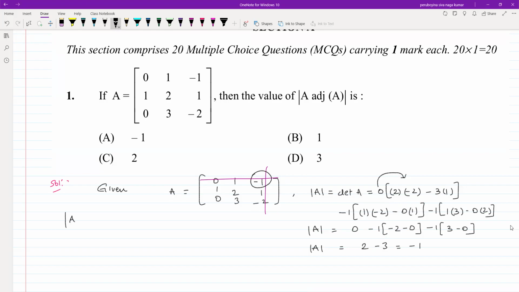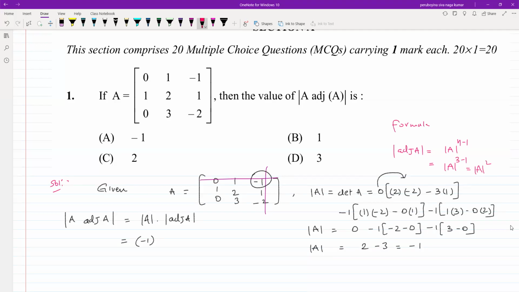Now the problem is determinant of adjoint A. You can write this as det A into det of adjoint A. You can separate these two matrices. And det A, just now we got it, is minus 1. And adjoint A, we know the formula. Determinant of adjoint A is equal to det A power n minus 1, where n is order of the matrix. So it's a 3 by 3 matrix.